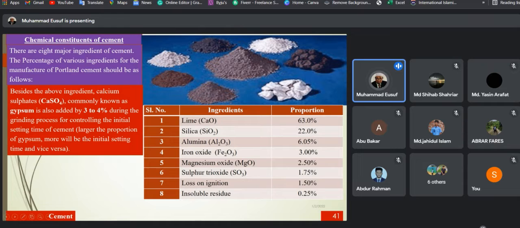Who can say? Center, correct. The center one. How can we gauge? Because it is 63%, so more. Then find out the second one: silica, SiO2, 22%. This one, silica.